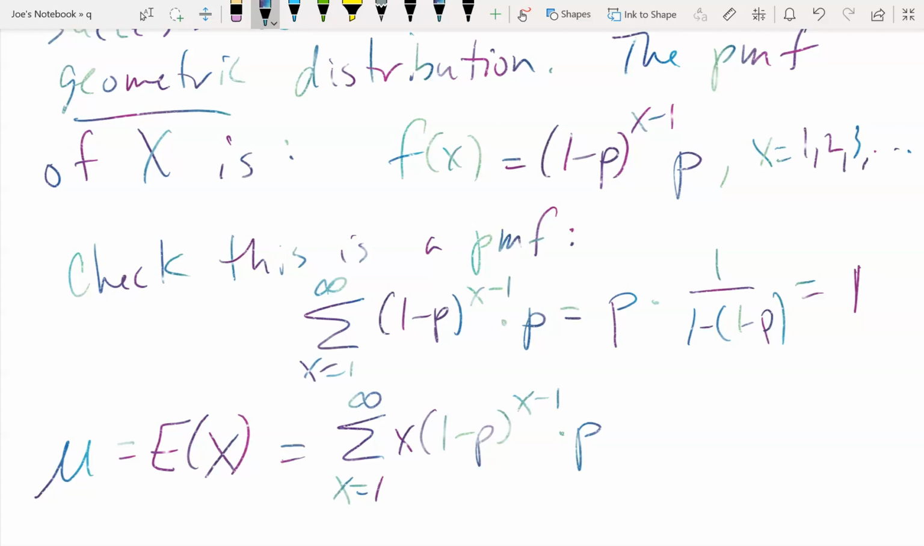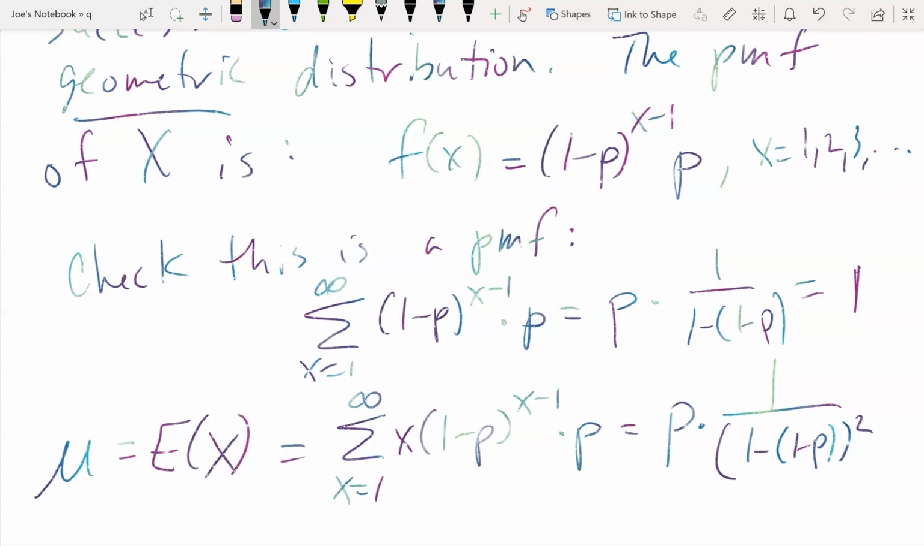Does this look like something you did in Calc 3? Oh, yeah. I hope so. This looks like the derivative of that series, correct? Well, if I differentiate the series, what do I do to the other side? Differentiate it, right? Same idea. So this should be the series for 1 over 1 minus r quantity squared, right? So this is going to be p times 1 over the quantity 1 minus p squared.